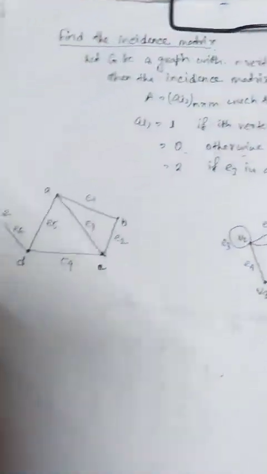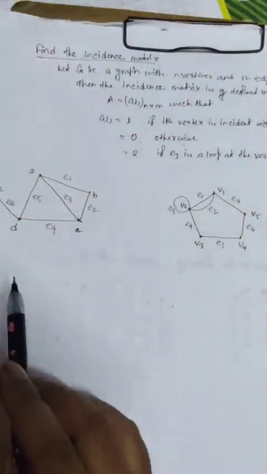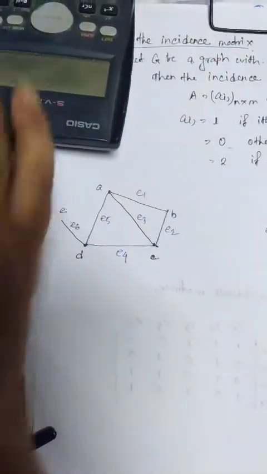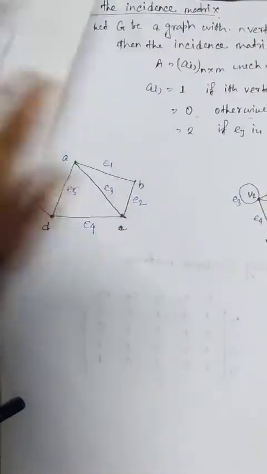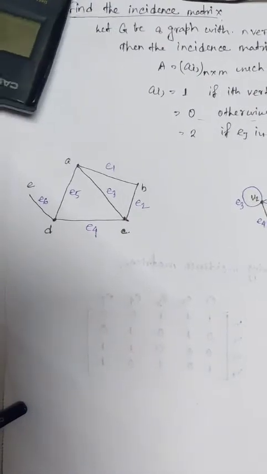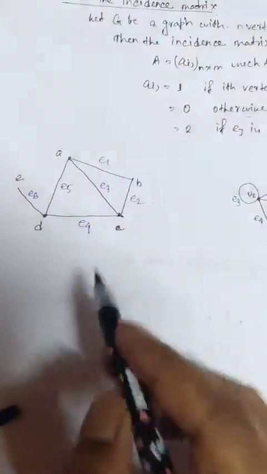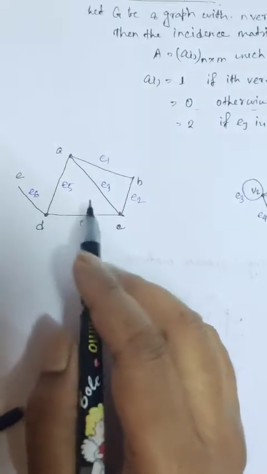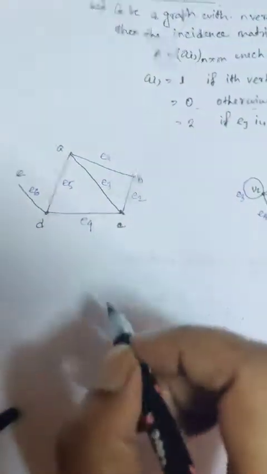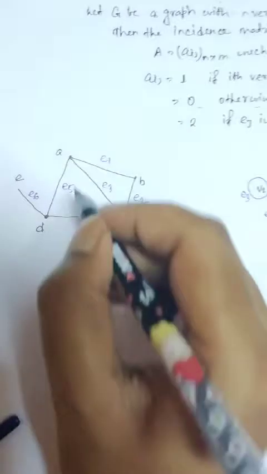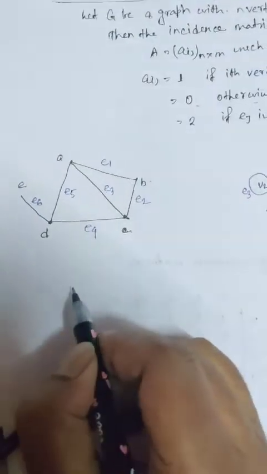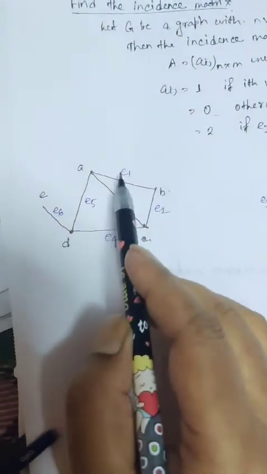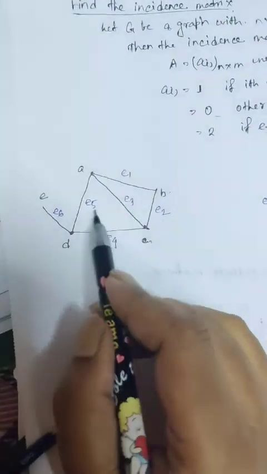So now I will draw two graphs, and I will show you how to draw the matrix from this graph. So how many vertices are here? That is A, B, C, D and E. And how many edges are here? That is E1, E2, E3, E4, E5 and E6.